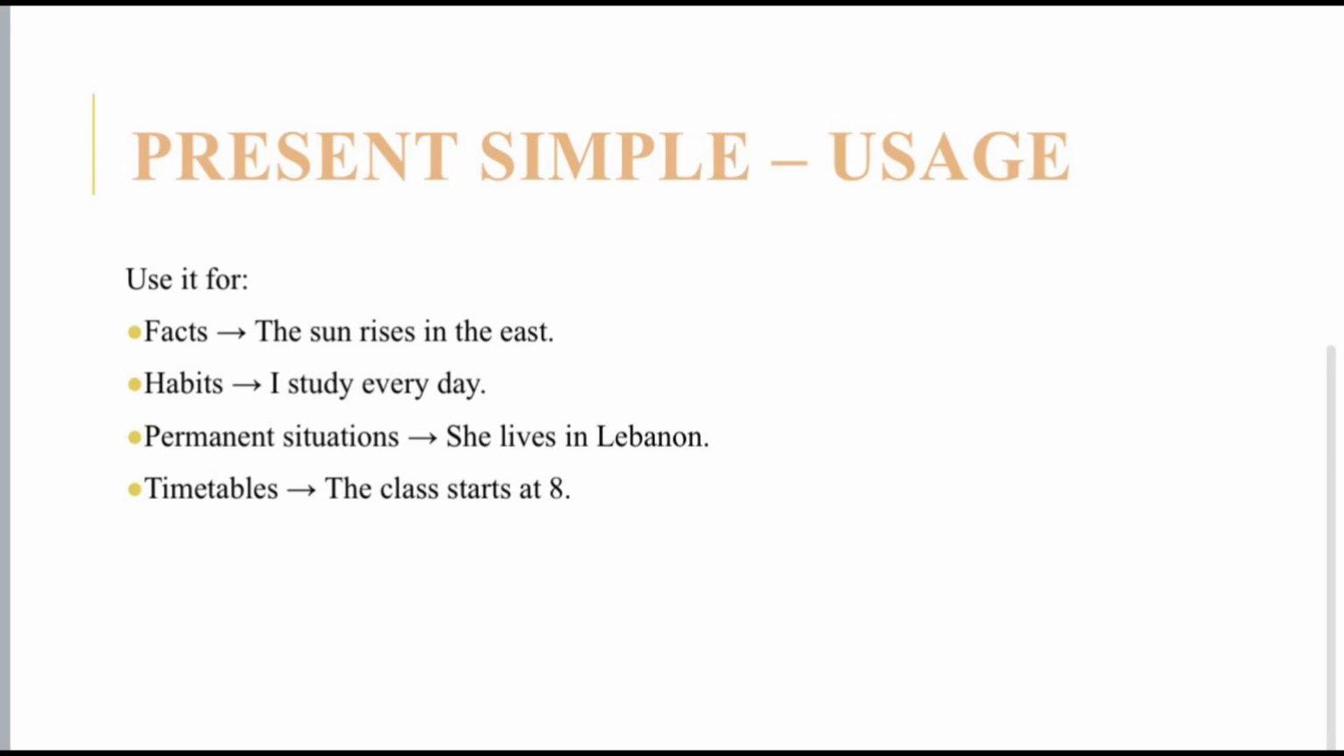We use the present simple in several important cases. First, for facts. The sun rises in the east. Second, for habits or routines. I study every day. Third, for permanent situations. She lives in Lebanon. And fourth, for timetables. The class starts at 8. So whenever the action is repeated or always true, we use present simple.